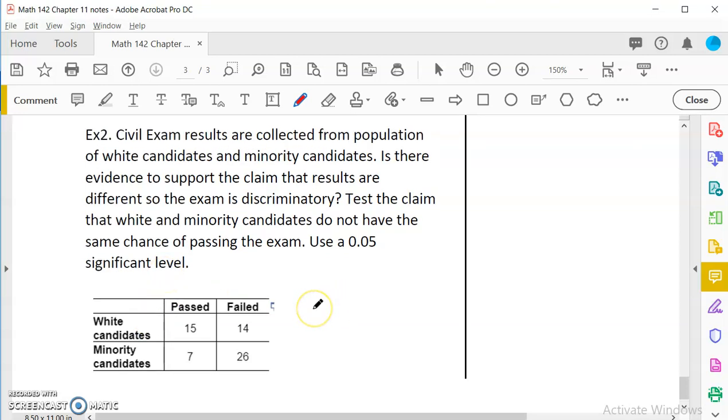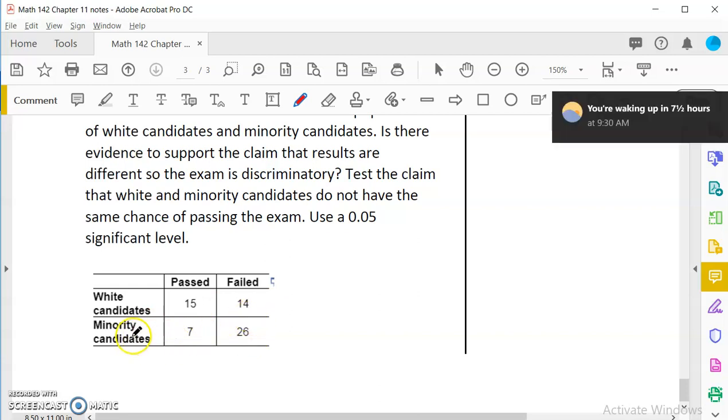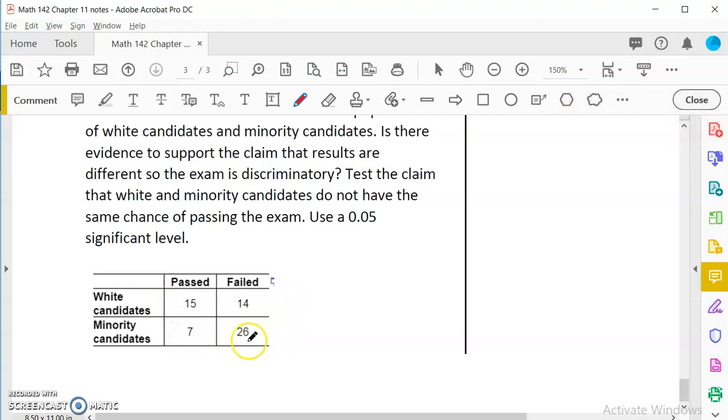So a lawyer actually brought these results to the court, and they actually won the discriminatory complaint, saying that the test is discriminatory because it makes it so that the minority candidates actually fail more. So if you look at this, the minority candidates had 30-something people. White candidates also had around 30, but the failure rate is so much higher, right? 26 fail out of how many? Out of 33 that took the exam.